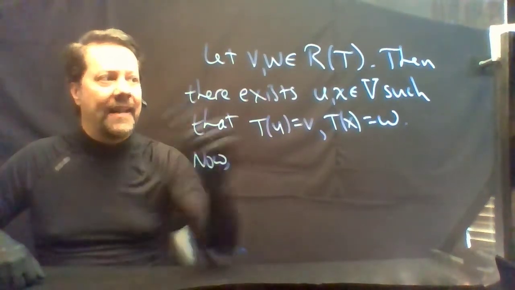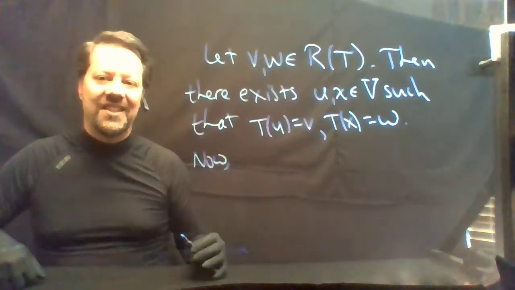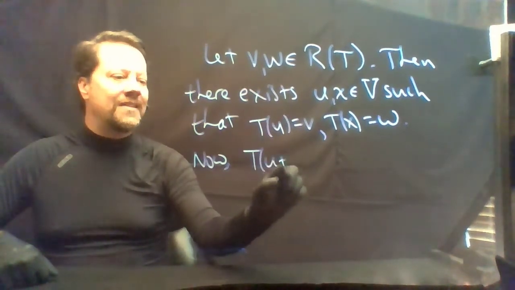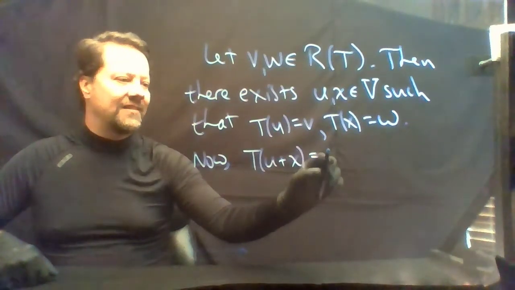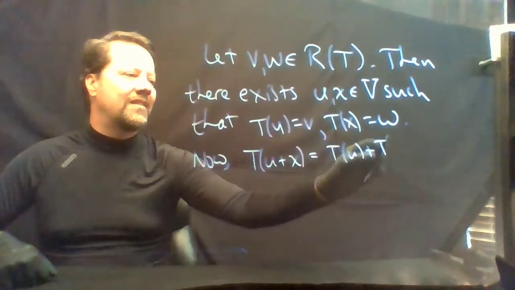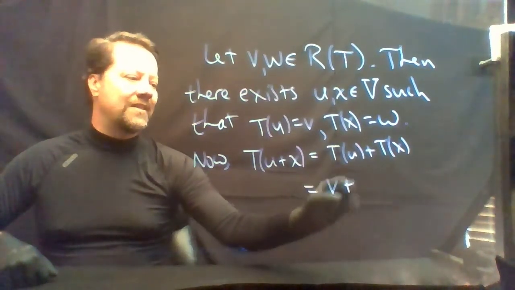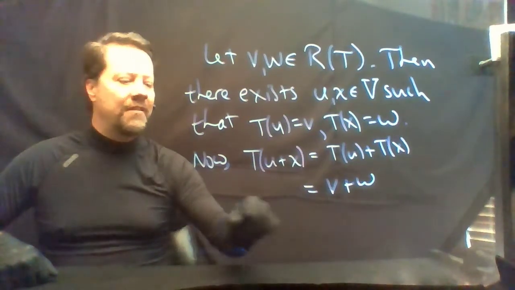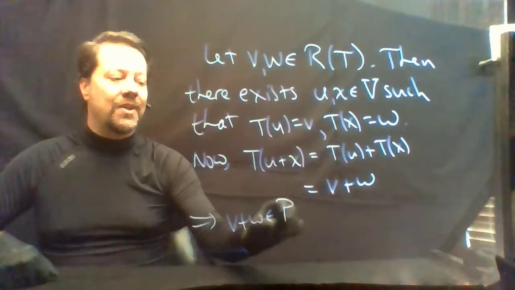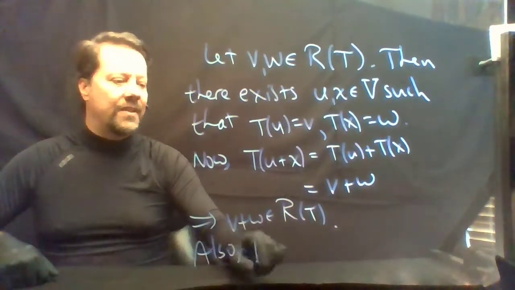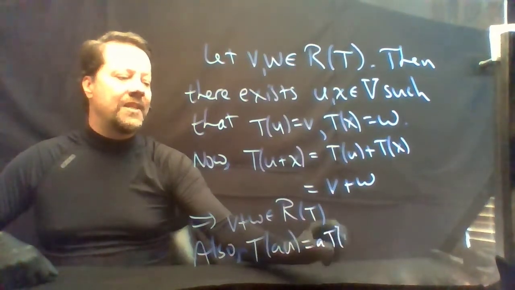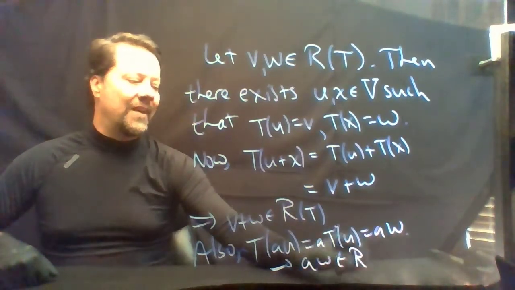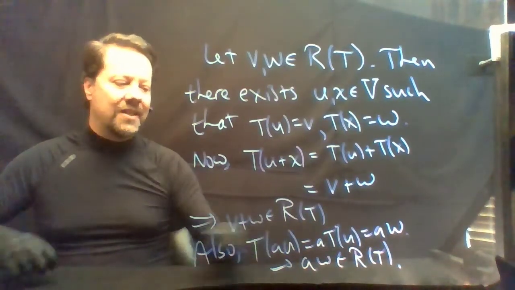We have to show that the range is closed under addition and scalar multiplication. Then let's look at T of U plus X. That is in fact T of U plus T of X, which is V plus W. That means there does exist something in the domain space that maps to the sum V plus W, and that implies V plus W is also in the range. Also, T of AU is A times T of U, which is A times V. And that implies AV is in the range of T. So the range is closed under addition and scalar multiplication.